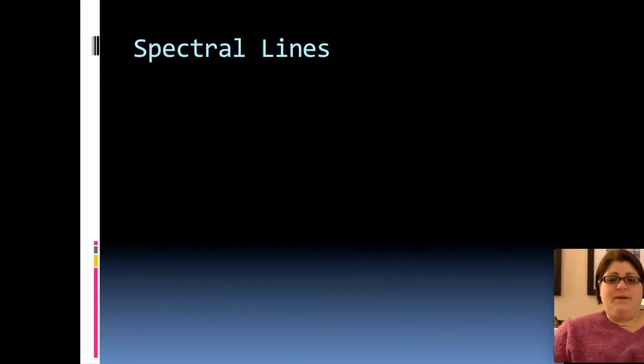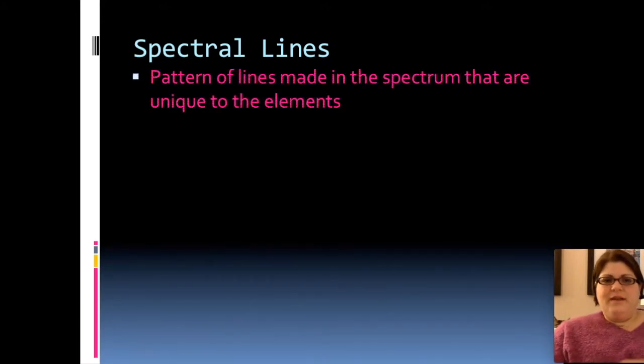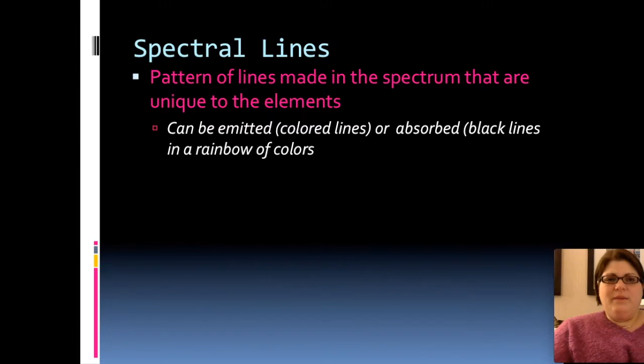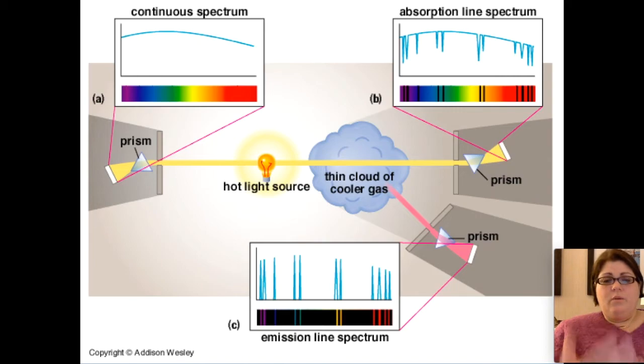When we look at the spectrograph, we see that spectral lines are created. A spectral line is a pattern of lines in the spectrum that are unique to the elements giving off the light. How the spectrograph looks, in other words, what the lines are, is determined by the particular method of the way the light is given off. So is the light absorbed or is it emitted? We just don't have time to get into the different reasons why spectrographs look different.